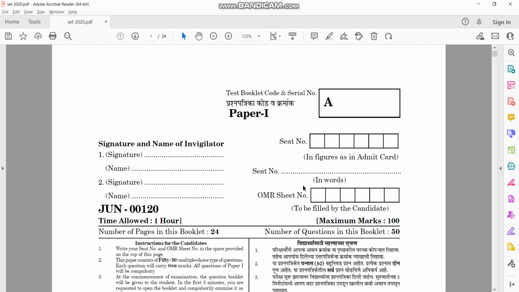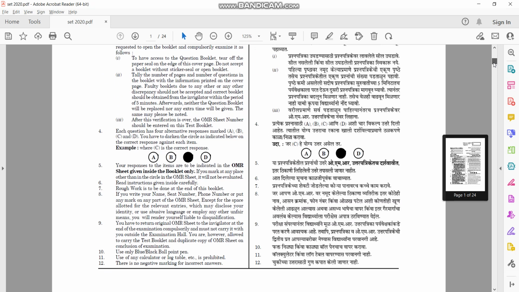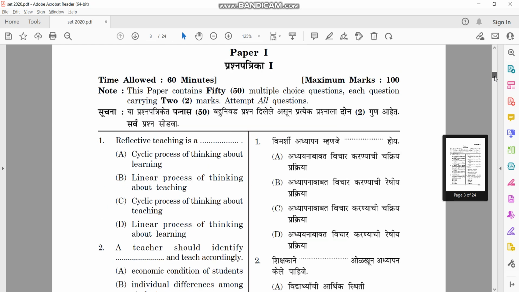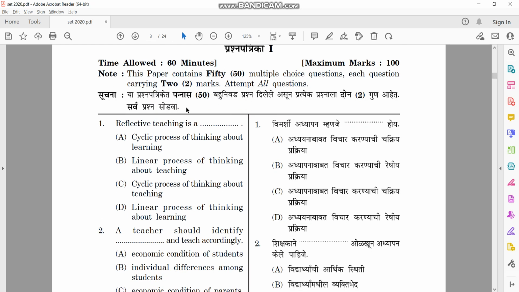2020 का पेपर है. So we are going to solve it by reading each and every question. हम हर एक question solve करेंगे. So our first question asked in 2020 is: reflective teaching is a dash.